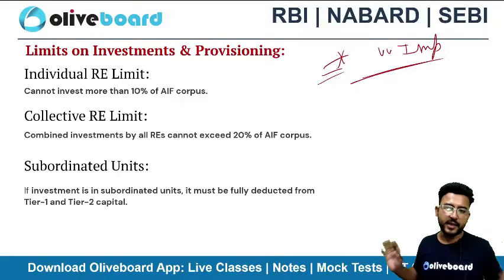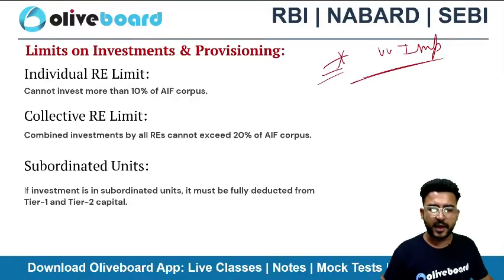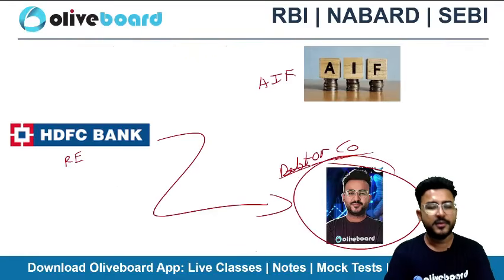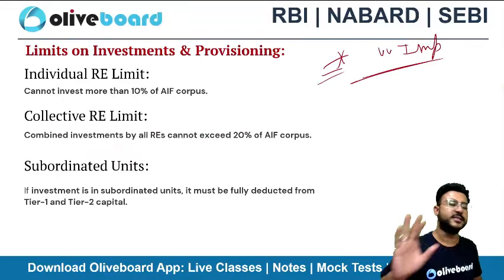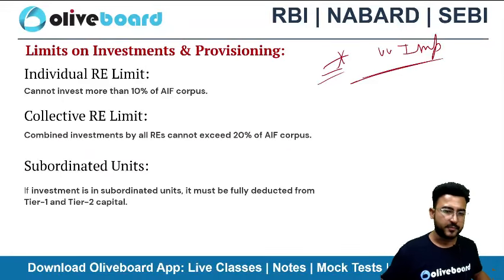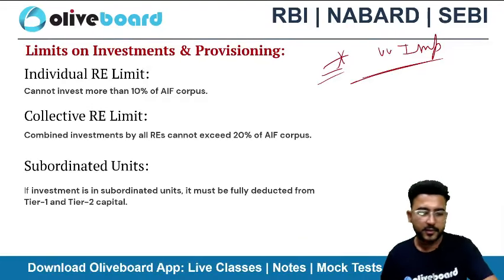Individual regulated entity. So what do we need to study? Just incorporate these limits into the diagram. That's it. That's your one page summary. Just before your examination, read that one page. That direction is over. Right?